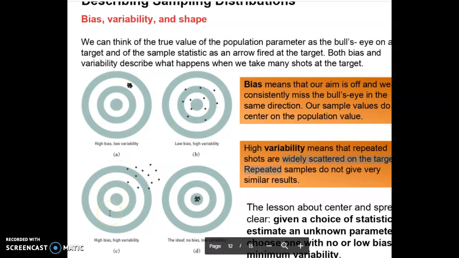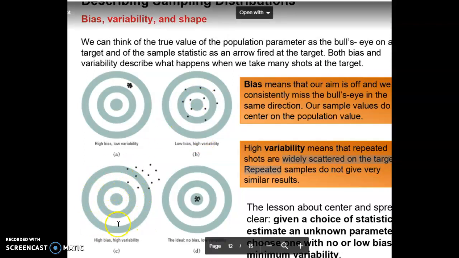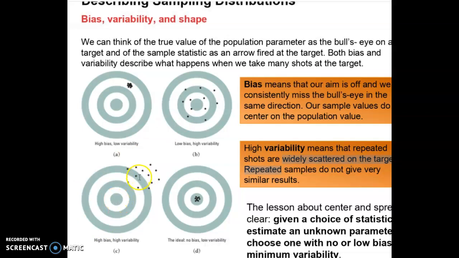In example C, here's my target. And again, you see these points. I want to hit the target, but they're missing it. So that means it has high bias. These points aren't around the center. And they're also very spread. So this is the worst case scenario, having high bias and high variability. And then D, this is the best case scenario. This is low bias, or really no bias because I'm hitting the target, and low variability.